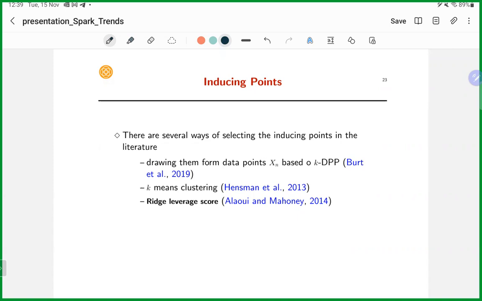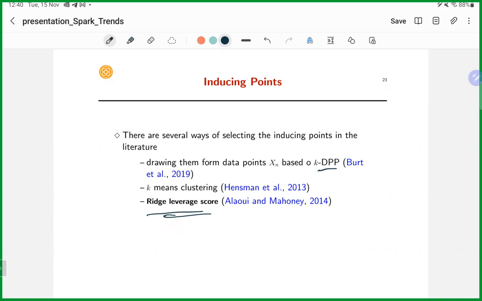So one way is to just draw them based on a certain distribution, which is a k-DPP. Another way, which is very popular in practice because it's very easy, is K-means clustering. And there's also a literature on choosing the inducing points based on something called ridge leverage score, which basically determines how important this data point is for a regression model.